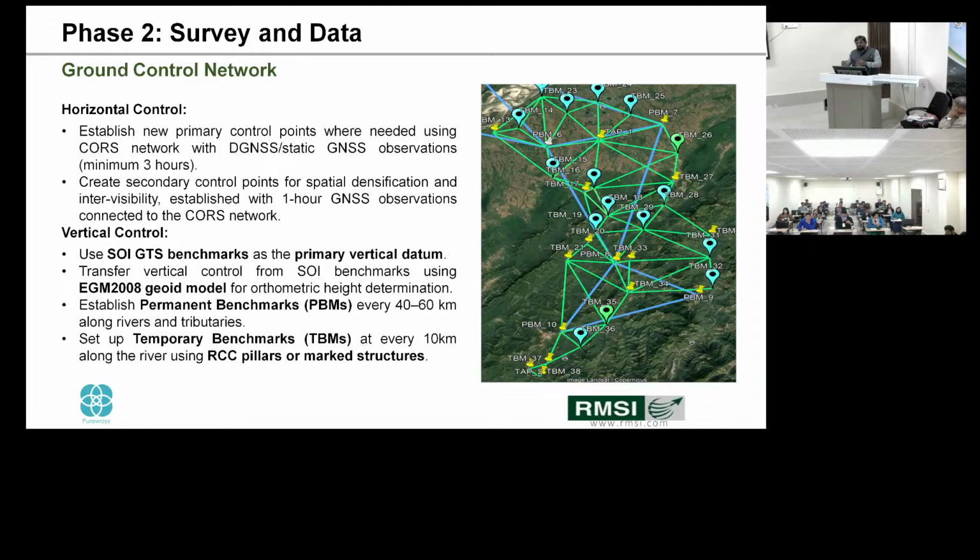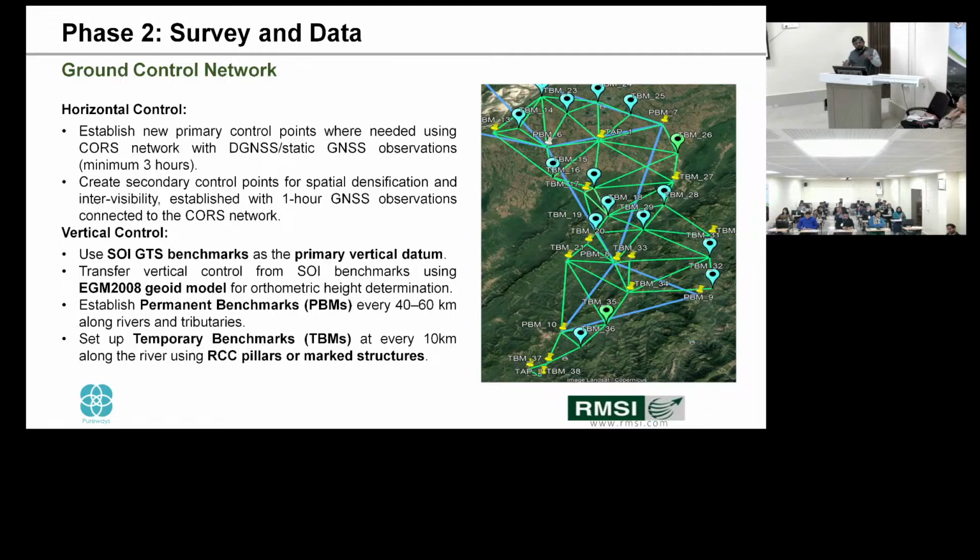When establishing the benchmarks, we also need to establish the XY accurately. So there is a horizontal and there is a vertical control. The horizontal control will come from the DGPS. I hope that you know what is GNSS, what is DGPS. DGPS measures a single point with centimeter accuracy.